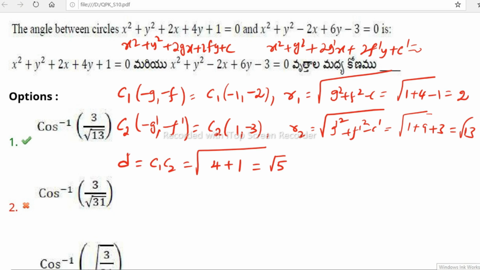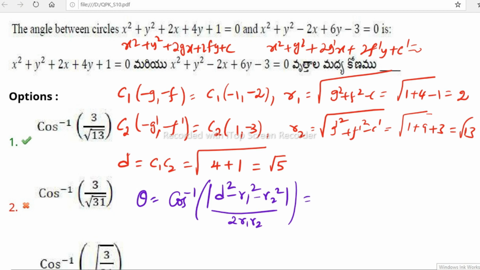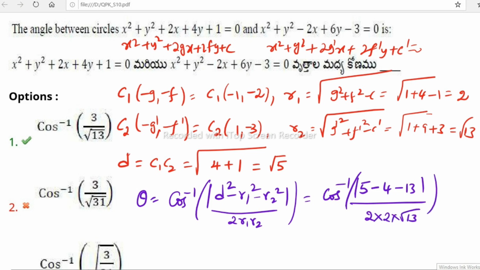If you know the distance between the centers and the circles' radii, then what is the angle between the circles? Suppose theta is the angle between the circles. The formula is already there in IPV: cos inverse of (d² - r1² - r2²) by 2r1r2, and we can use a modulus. Here d² is (√5)², which is 5, minus r1² which is 4, minus r2² which is 13, over 2r1r2, that is 2 × 2 × √13. You have to use this formula.